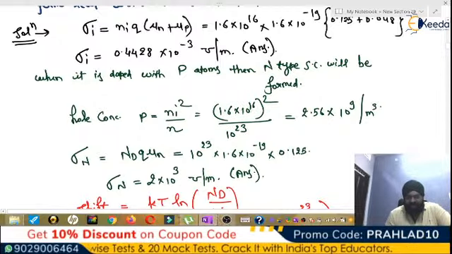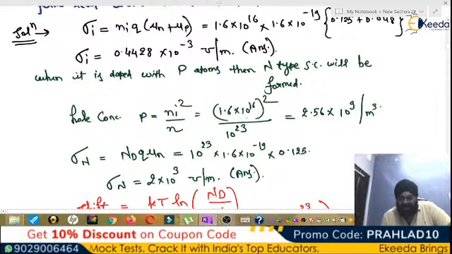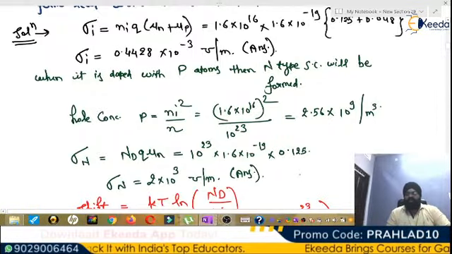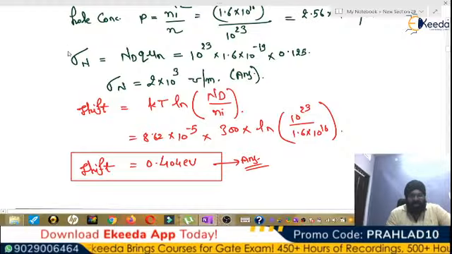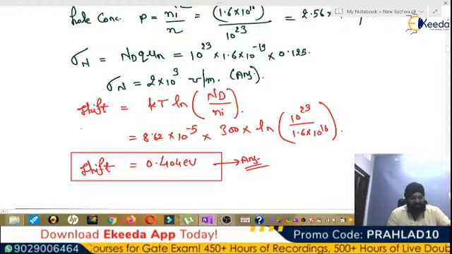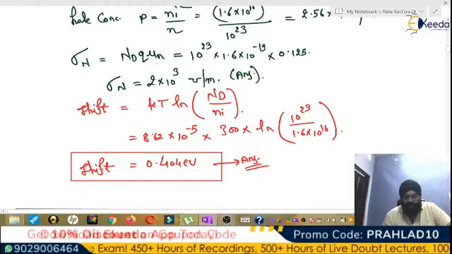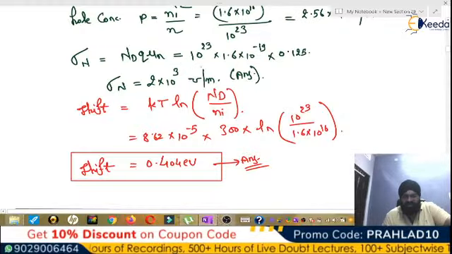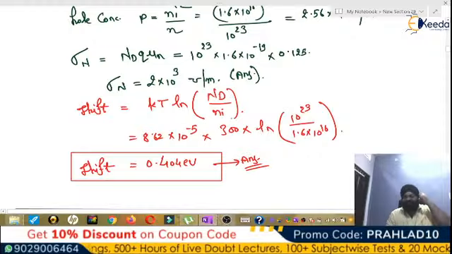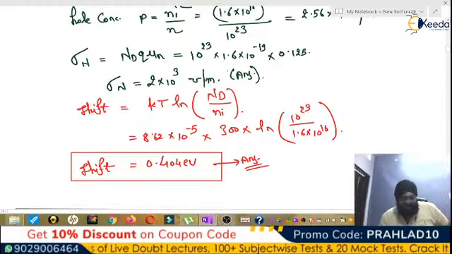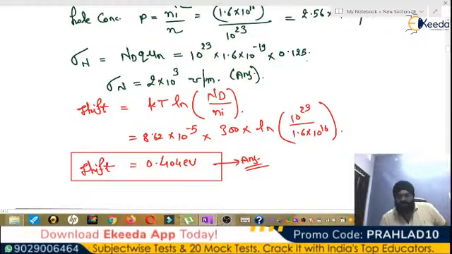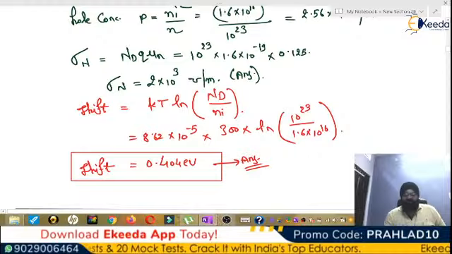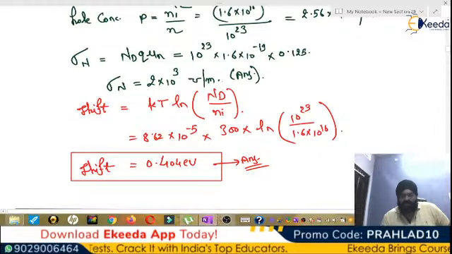So it is 1.6 into 10 raised to power 16 whole square by n. N is 10 to the power 23. So it is 2.56 into 10 to the power 9 per meter cube. Conductivity of n-type semiconductor is Nd into Q into mu n. Nd is the donor ion concentration, which is given 10 to the power 23. And the charge is 1.6 into 10 raised to power minus 19 into mu n. Mu n is 0.125. So conductivity is 2 into 10 cube mho per meter.